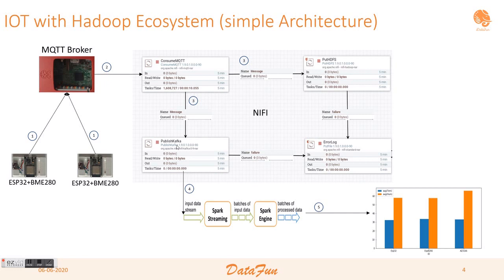Then I have another processor called PublishKafka, which will get the message from ConsumeMQTT and publish it through Kafka. Spark Streaming will consume the data from Kafka, and the Spark engine will process the data according to what I need. Here I have used a simple real-time computation of the average temperature and humidity, and this is how I have visualized it. You can use a Jupyter Notebook or Zeppelin with Python. This is how I have done it, and this is what I'm going to explain.